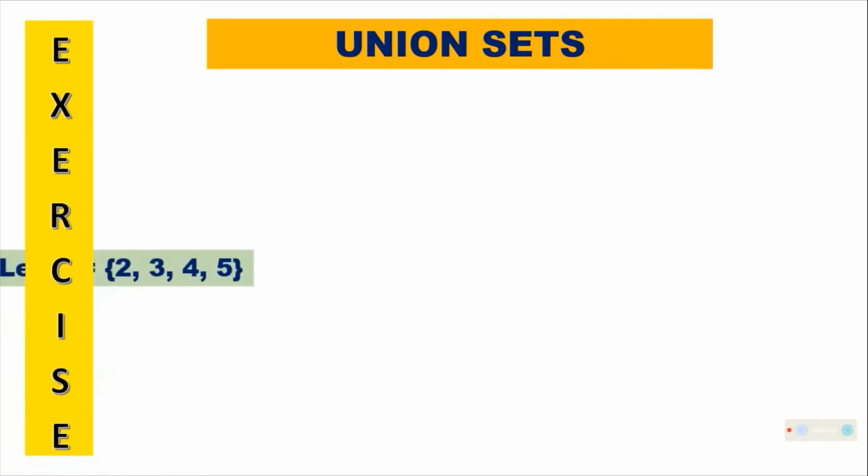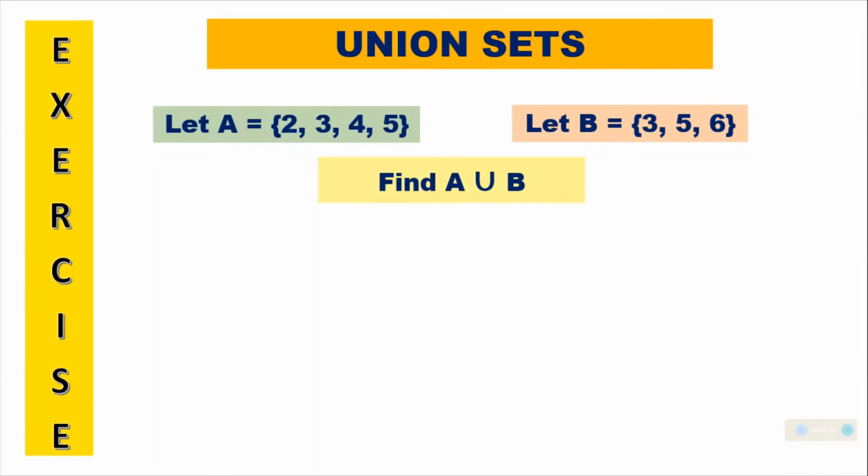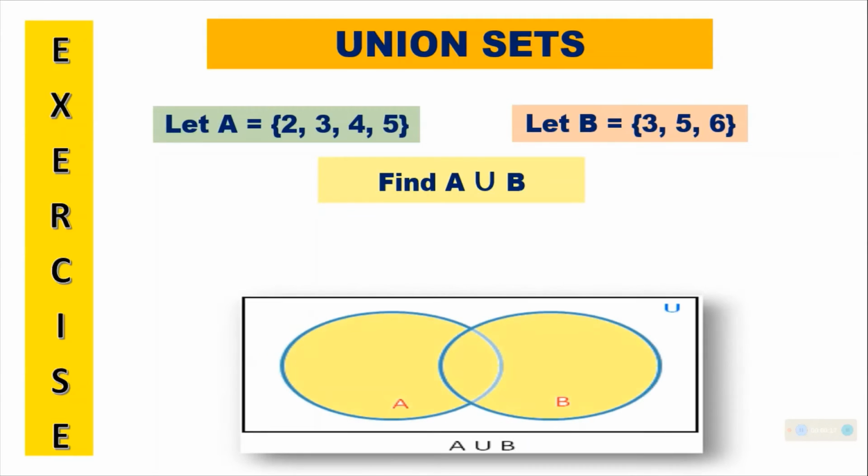Union sets. Let A is equal to {2, 3, 4, 5}. Let B is equal to {3, 5, 6}. Find A union B. So, this time, gagawa na tayo ng Venn diagram. So, ito na ngayon yung Venn diagram. Pag union, dalawang circle ang naka-shade o mayroong kulay. So, ilalagay na natin yung laman ni set A, ni set B.